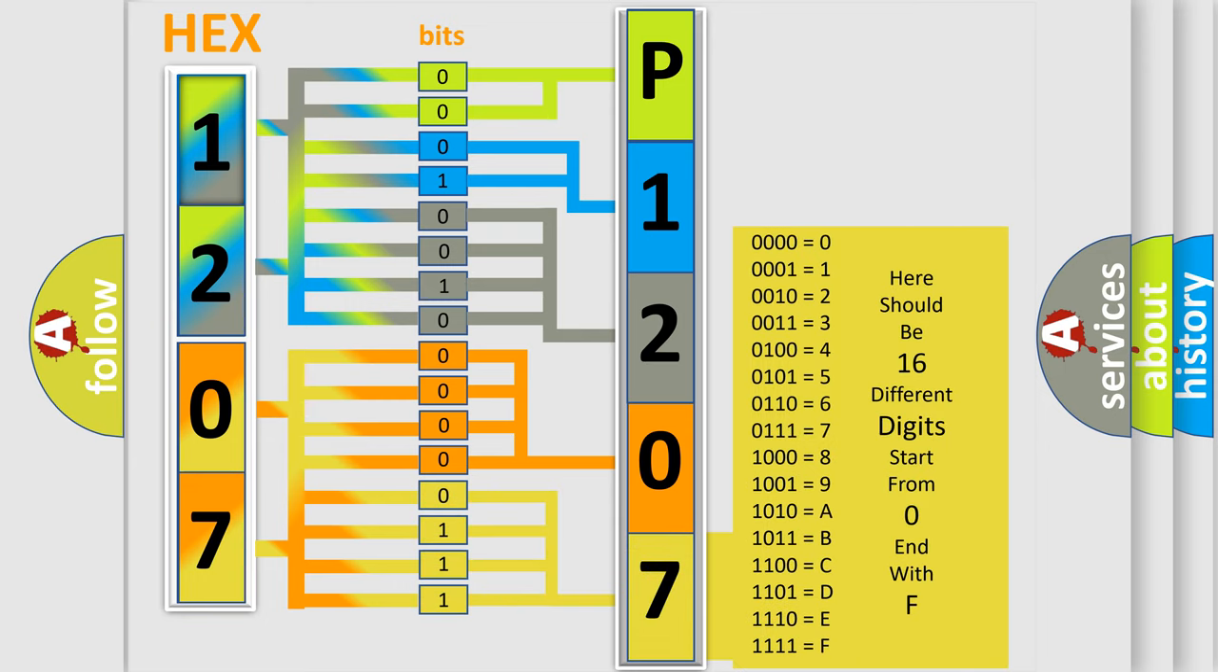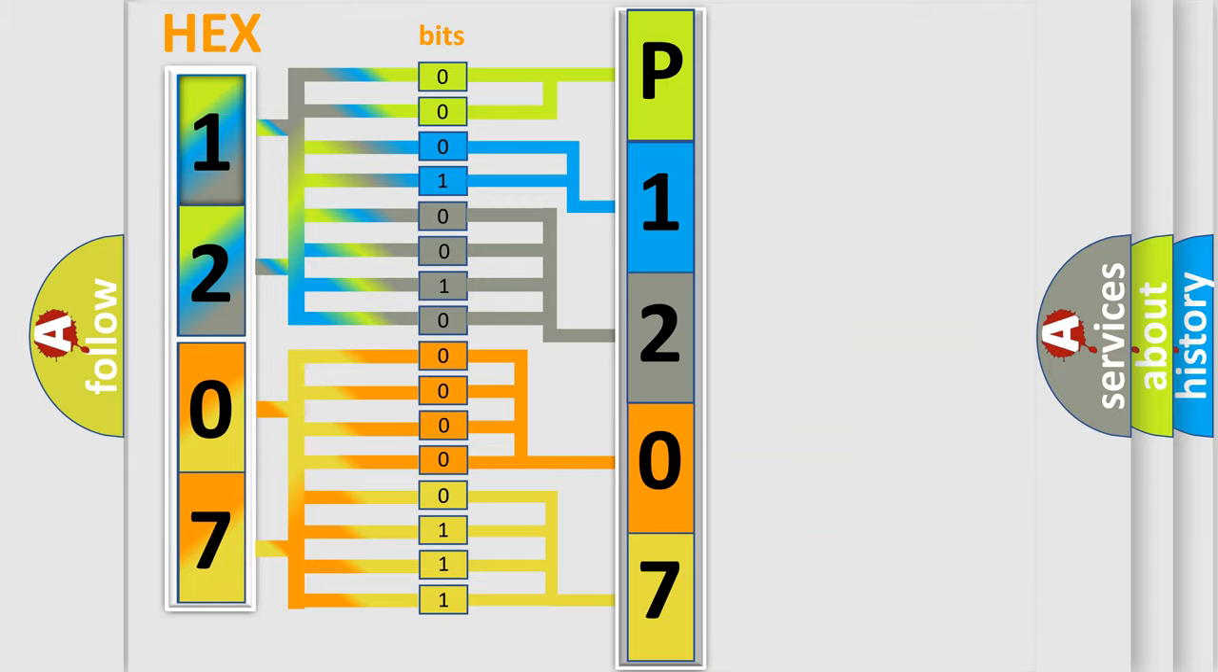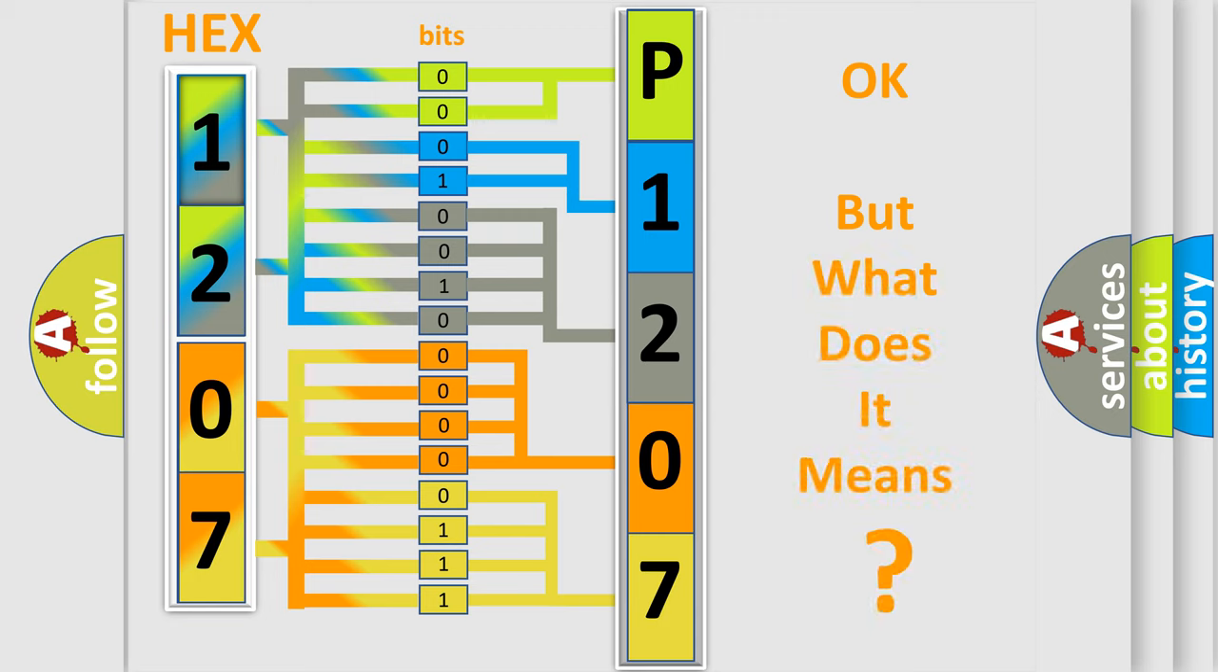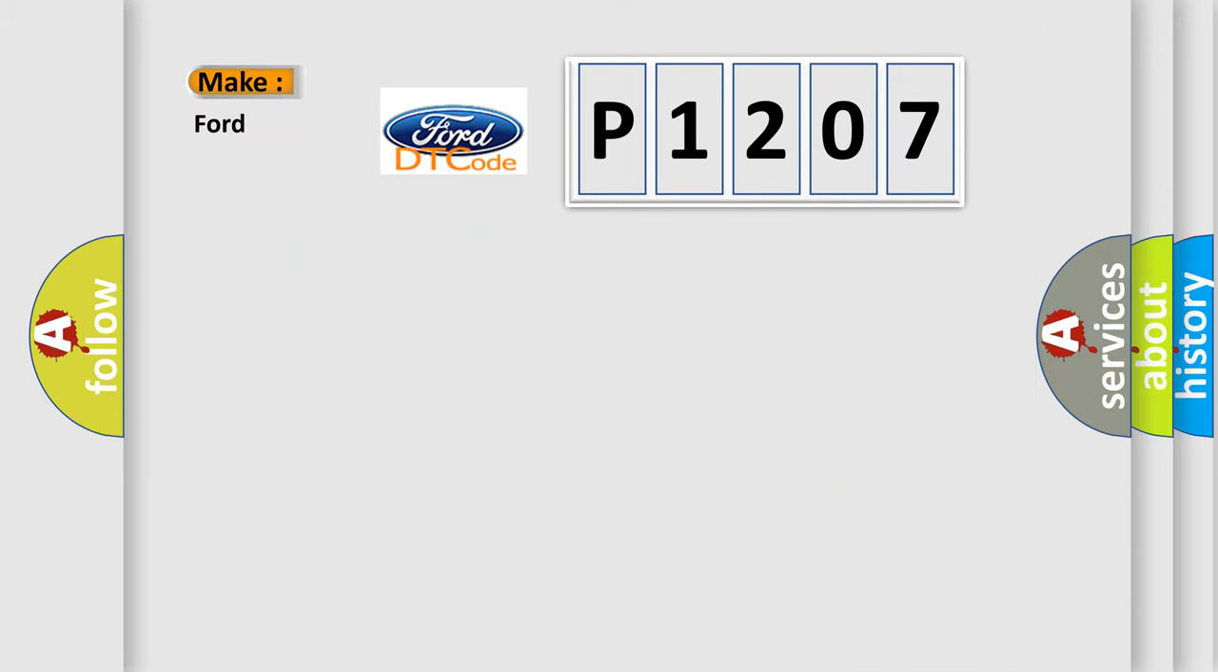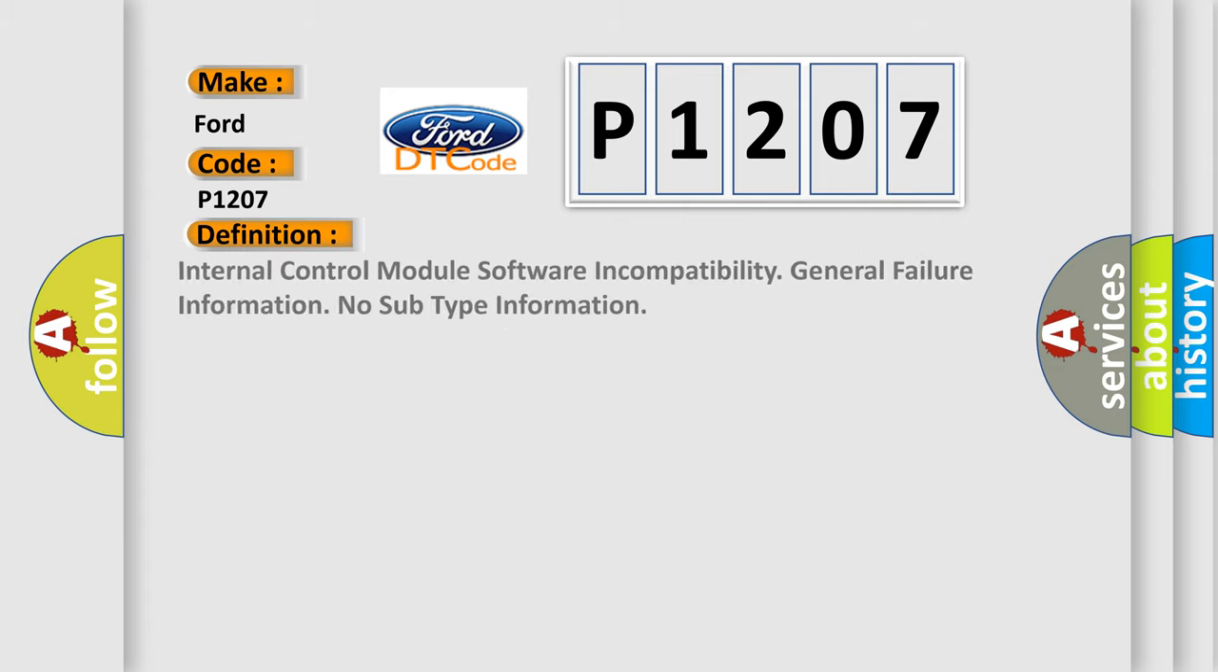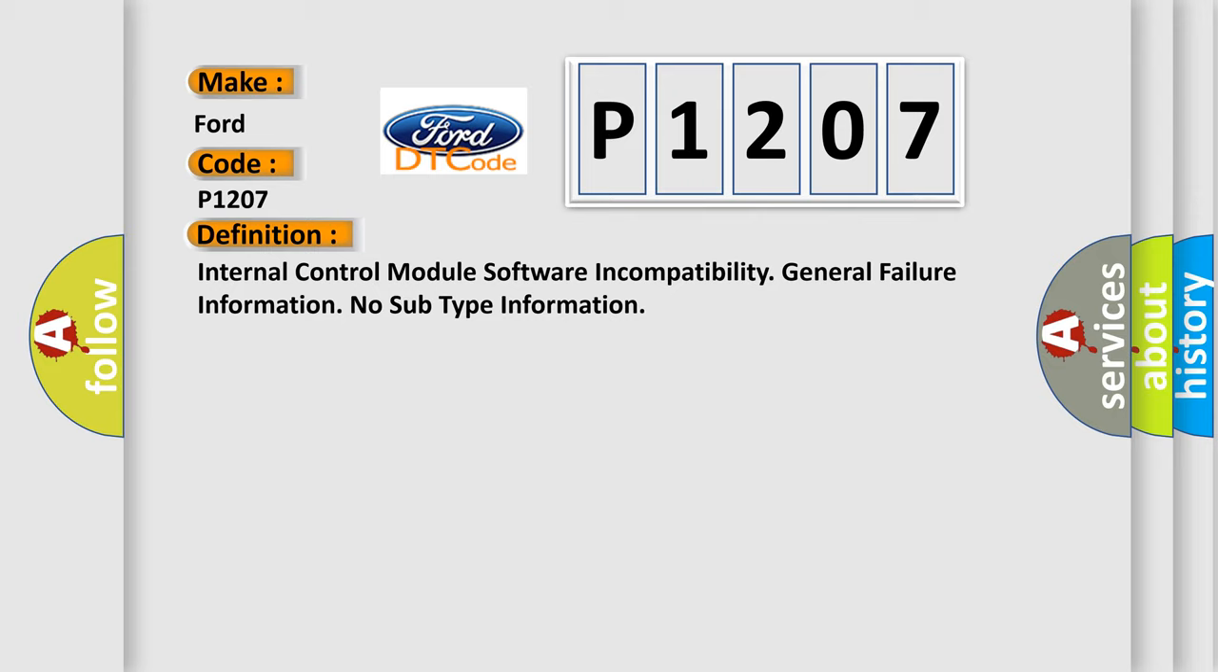We now know in what way the diagnostic tool translates the received information into a more comprehensible format. The number itself does not make sense to us if we cannot assign information to what it actually expresses. So, what does the diagnostic trouble code P1207 interpret specifically for Infiniti car manufacturers? The basic definition is internal control module software incompatibility, general failure information, no subtype information.